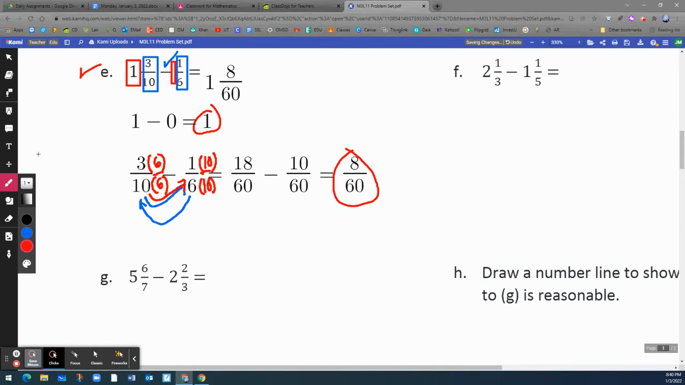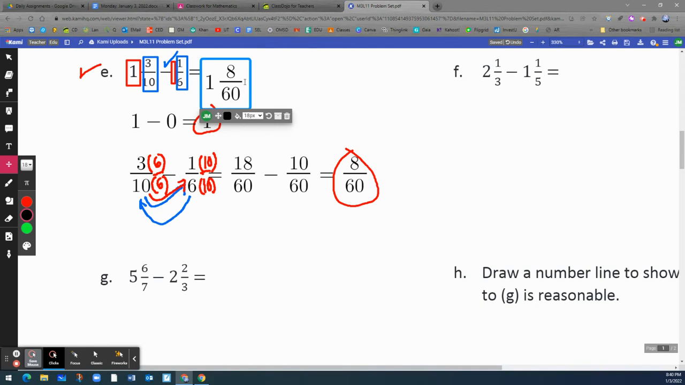Now, this problem can be simplified. And you would ask, Mr. Magno, how do you know how to simplify? Well, if you look at the number 8/60, both numbers can be divided by 2.